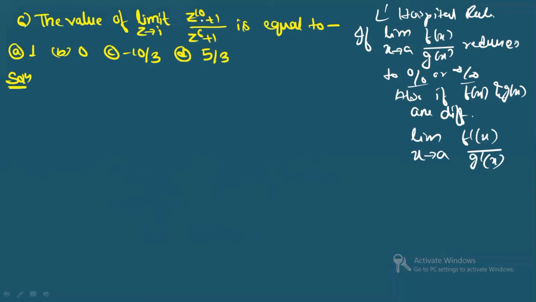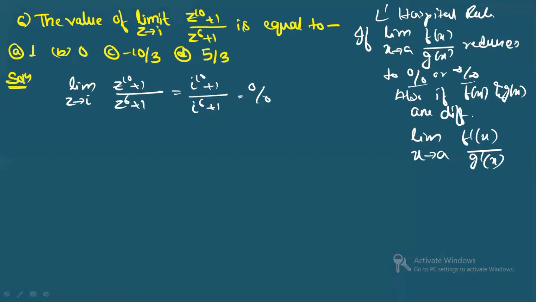So in our case, what you have is z to the power 10 plus 1 divided by z to the power 6 plus 1. So when you put the limit z tends to i, z to the power 10 plus 1, z to the power 6 plus 1, if you put i to the power 10 plus 1, i to the power 6 plus 1, you will get 0 by 0. Yes or no? This is minus 1, and this is also minus 1. Yes or no? So finally what you will get?